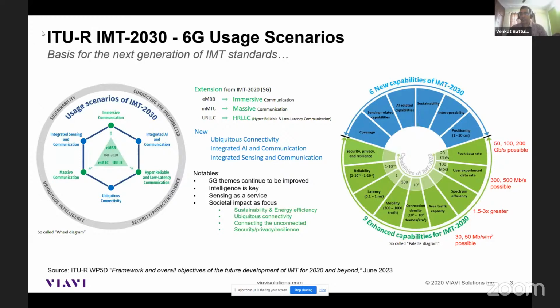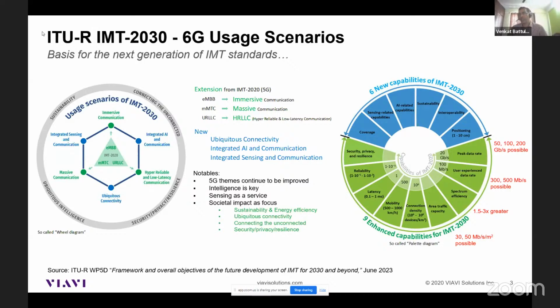Connection density, as I spoke already, massive communications. You need a large number of devices being connected to the network, so high-density service needs to be provided. Then area traffic capacity, spectrum efficiency, user experienced data rate. This is the important aspect actually.